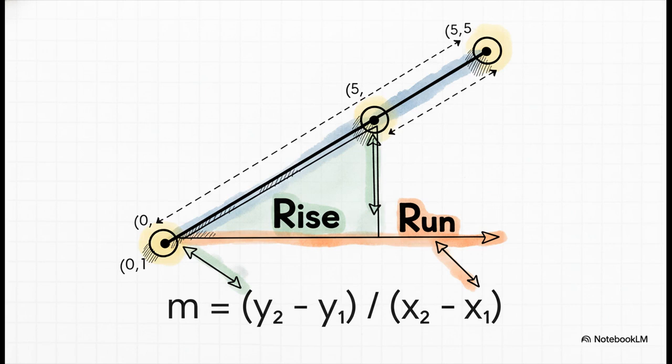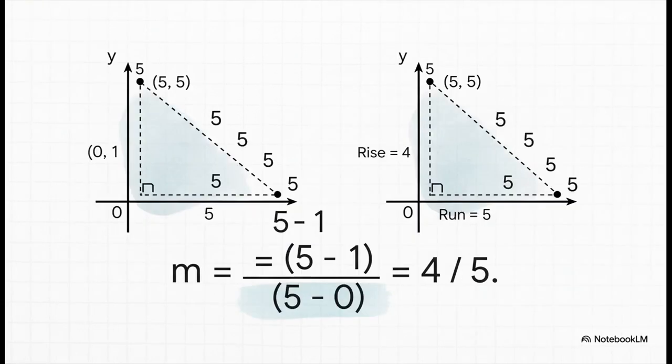All right, next up, we have to find the slope. The slope is just a fancy word for how steep the line is. Now, the formula might look a little intense, but don't worry. All it means is rise over run. You're just finding the change up and down and dividing it by the change left and right. That's it. So let's just plug our numbers in.